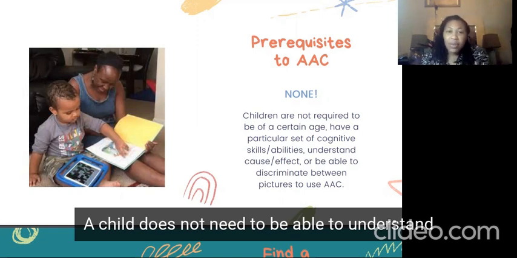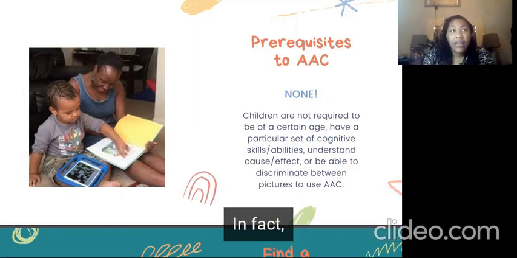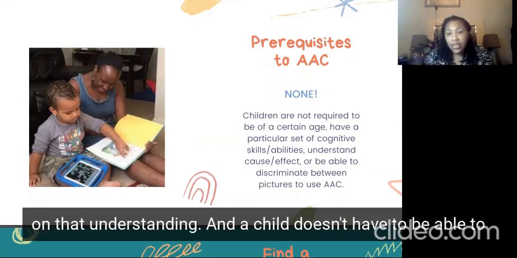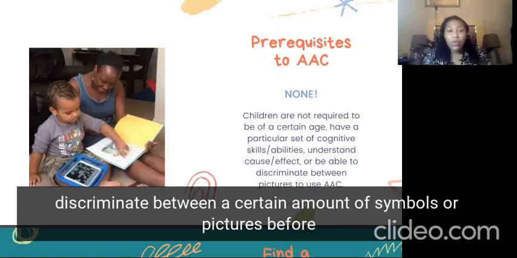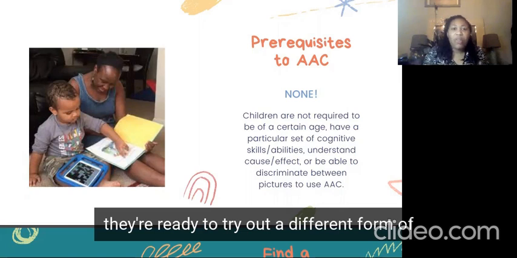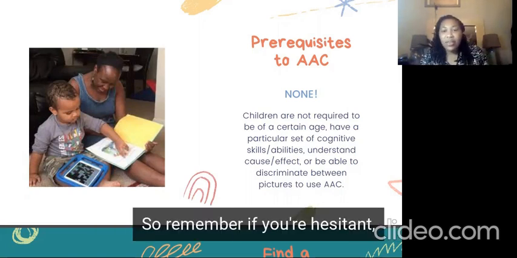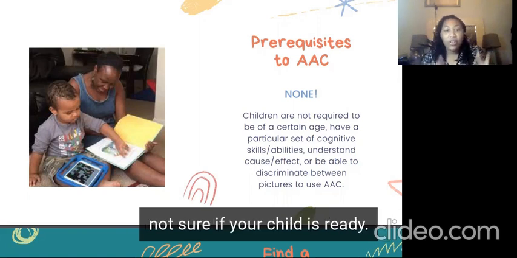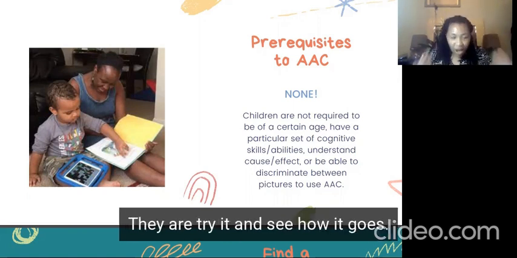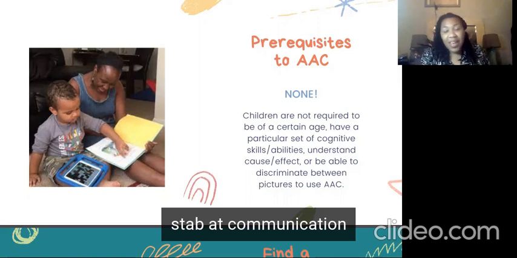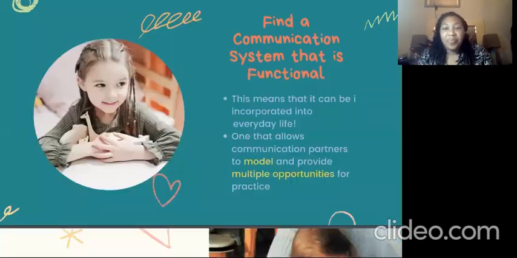A child does not need to be able to understand cause and effect. In fact, AAC can even solidify and help to make more progress on that understanding. And a child doesn't have to be able to discriminate between a certain amount of symbols or pictures before they're ready to try out a different form of AAC. So remember, if you're hesitant or a little bit intimidated, not sure if your child is ready, they are. Try it and see how it goes. It'll probably be a lot easier than whatever system or kind of stab at communication you were taking before.